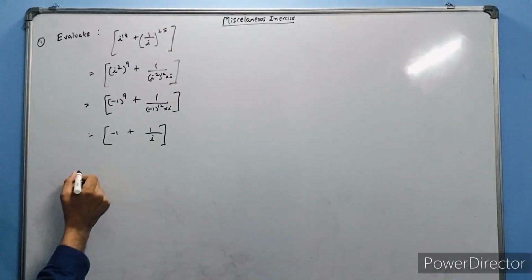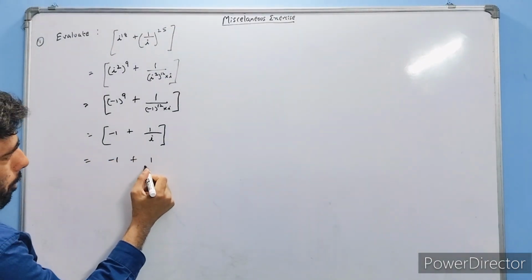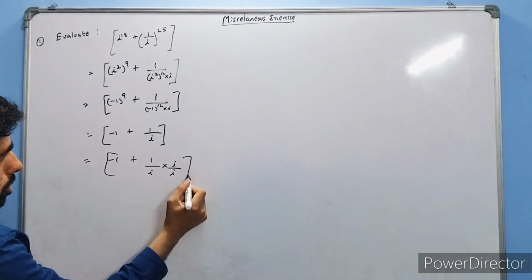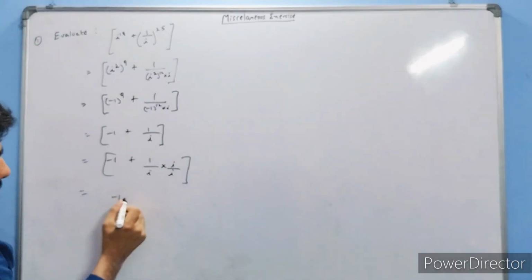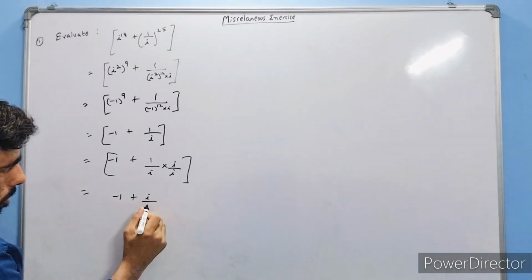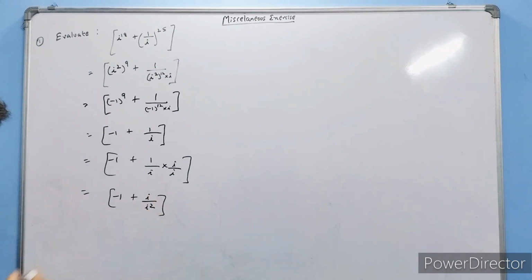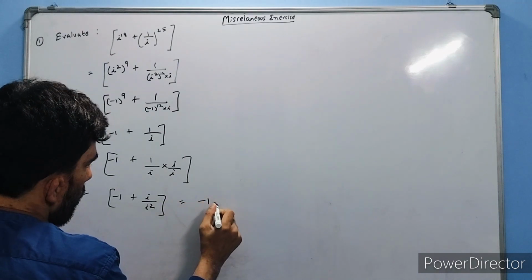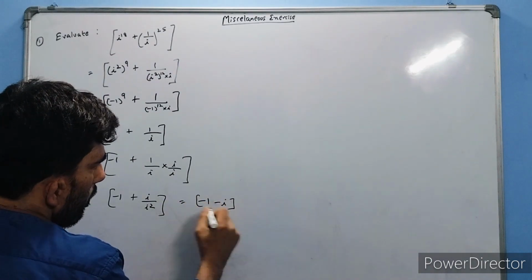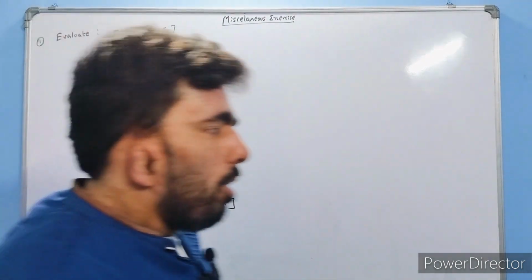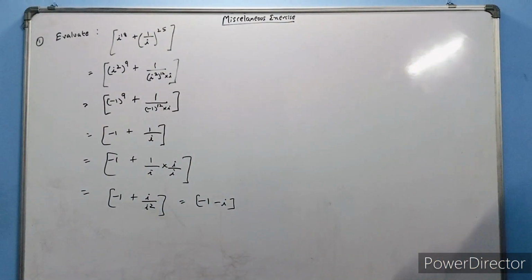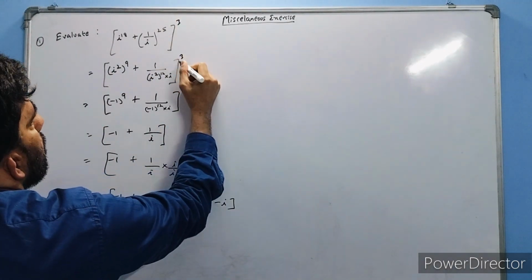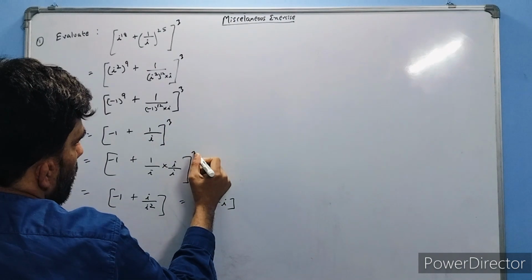Now my next step will be, I can multiply by i in numerator and denominator. So it will be -1 plus i upon i square. Now i upon i square will be -1, so here -1 minus i. So they have given this. One more thing we have missed in the question: they have given the cube.